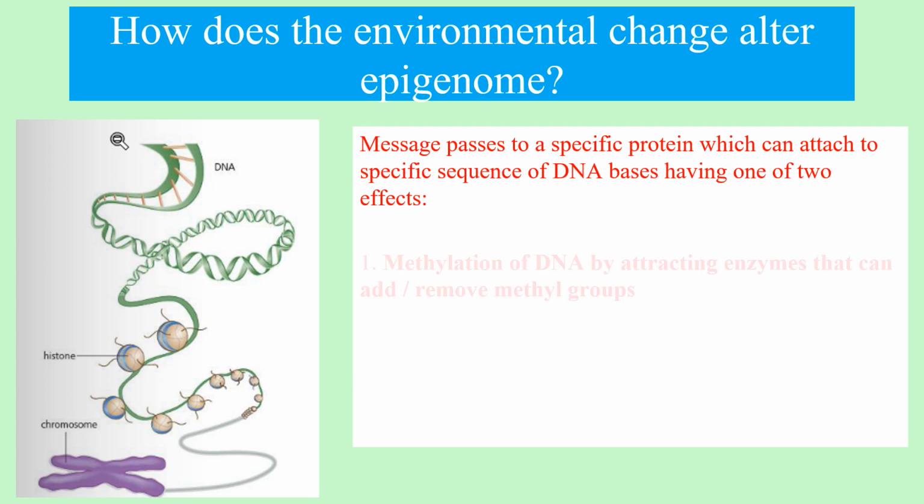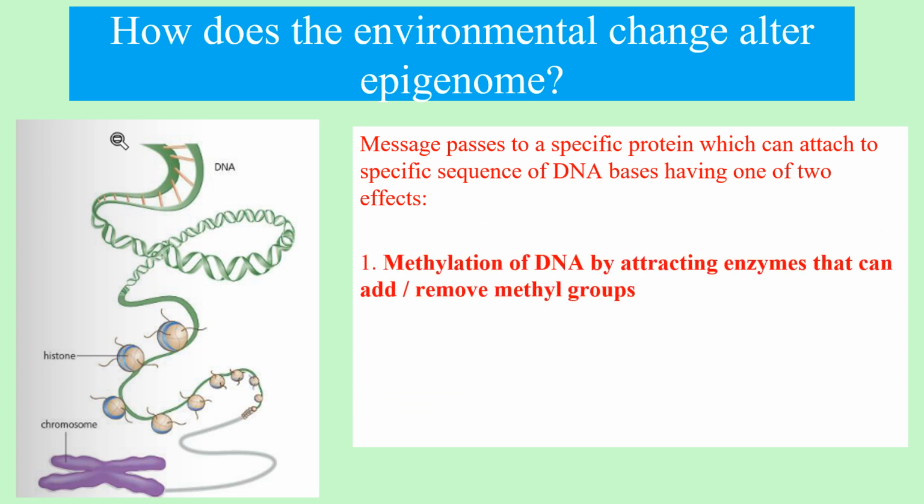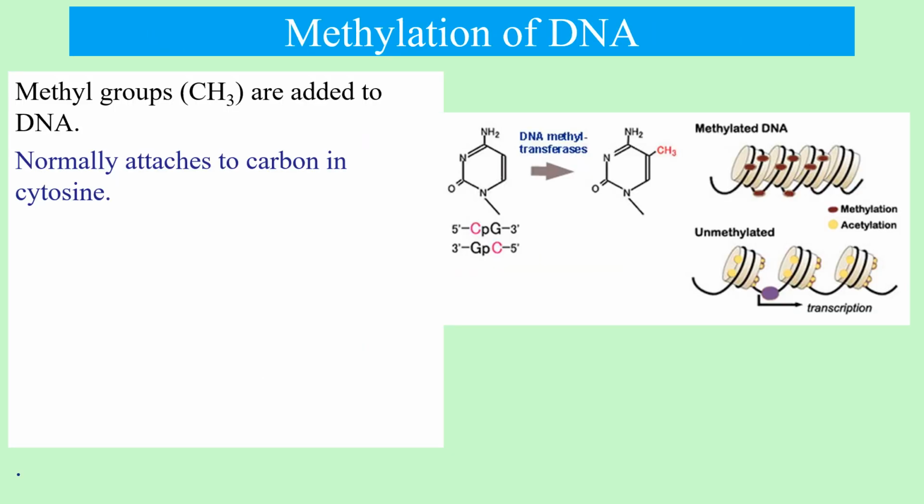The effects that we're going to be looking at, which can alter the expression of your DNA, are methylation, which is when enzymes add or remove methyl groups, and acetylation of the histone, and again we'll talk about that. So you've got two different things here, methylation and how that can alter the expression of the DNA, and acetylation. First of all, methylation. This is when methyl groups are added to the DNA, and normally they attach to the carbon in the cytosine organic base.